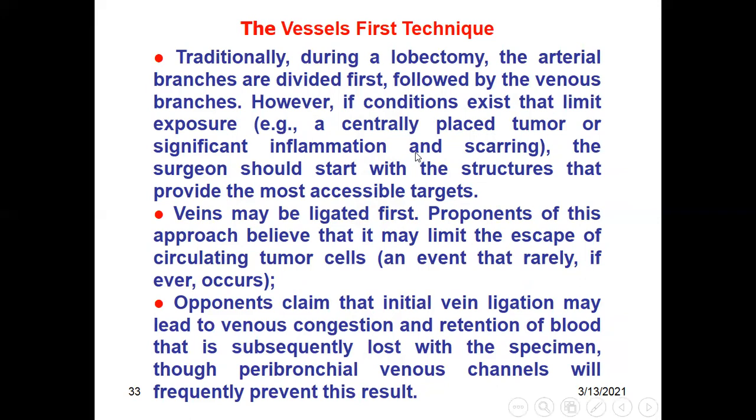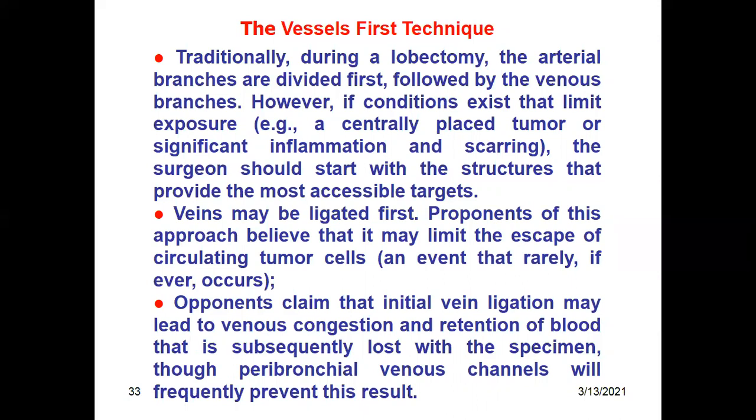However, if conditions exist that limit the exposure, like a centrally placed tumor or significant inflammation and scarring, the surgeon should start with the structures that provide the most accessible targets. So here, we have pulmonary artery branches, pulmonary veins, and the bronchi. The surgeon starts with the pulmonary vessels, the pulmonary arteries and veins, and the bronchus is dealt with at the end. That's why it's called the vessels first technique.